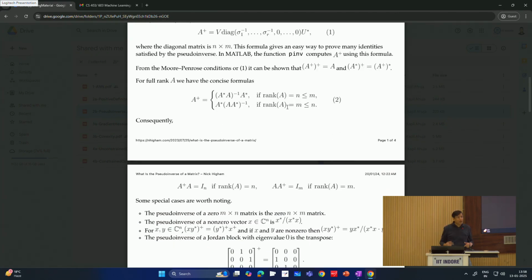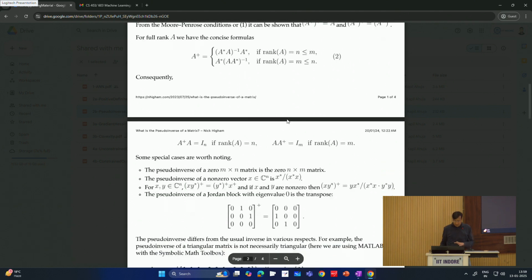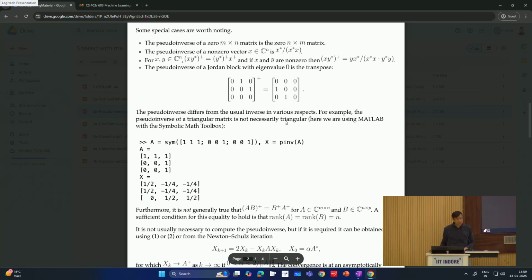And this is dependent on the rank of the matrix. What is the rank? The number of linearly independent rows or columns you have. If you're looking at row rank, you'll say the number of linearly independent rows. If you're looking at column rank, you'll say the number of linearly independent columns. So here we are looking at the rank of the matrix. If the rank of the matrix is n, which is smaller than the other dimension, then this is how it's defined. Otherwise, this is how it is defined. Is that okay? You can study more about this.